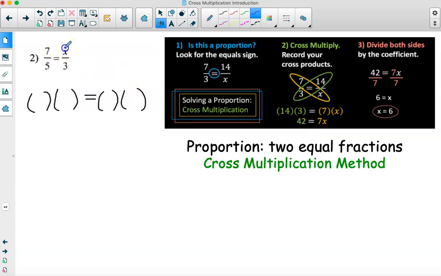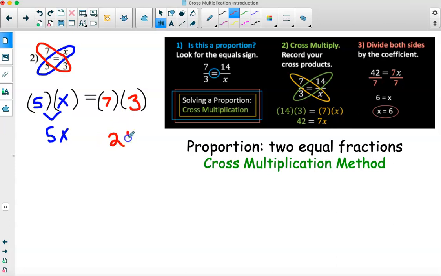Let's cross multiply. I'm going to start by multiplying 5 by x, and I get 5x. Then I'm going to multiply 7 by 3. Remember, we're multiplying across, and I get a product of 21. So we've completed step 2, and we're ready for step 3.